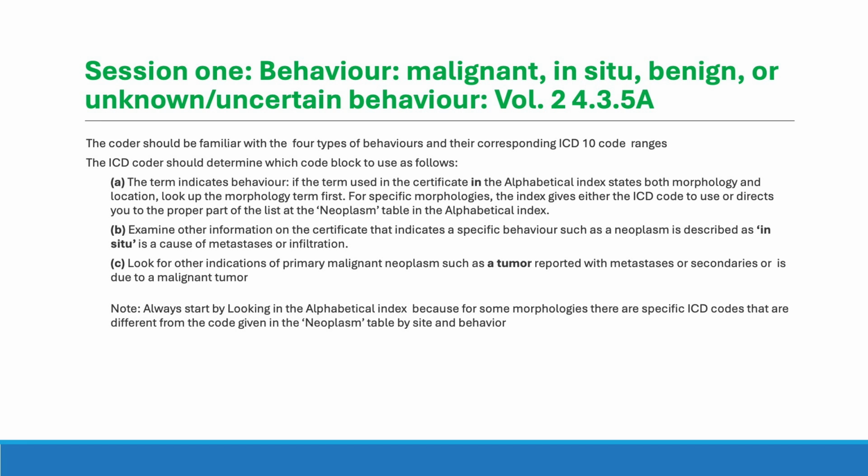The guidelines also stress the importance of identifying other signs that might suggest a primary malignant neoplasm, such as the presence of metastasis or secondary tumors. A key takeaway from this session was the emphasis on always beginning the coding process by consulting the alphabetical index. This step was crucial because certain morphologies had specific ICD codes that might differ from those listed in the neoplasm table when categorized by site and behavior.